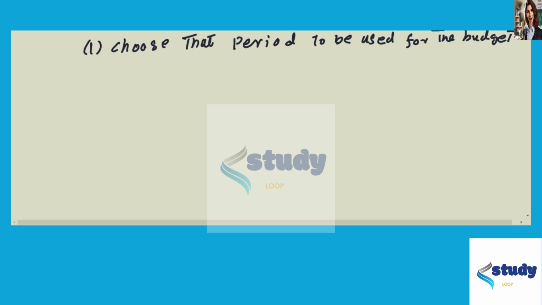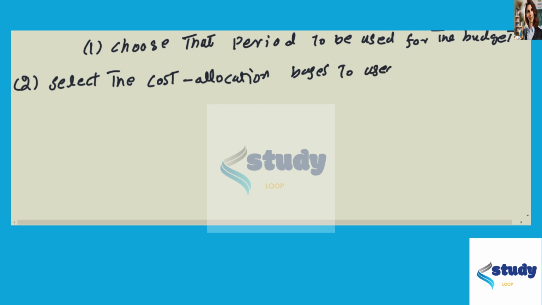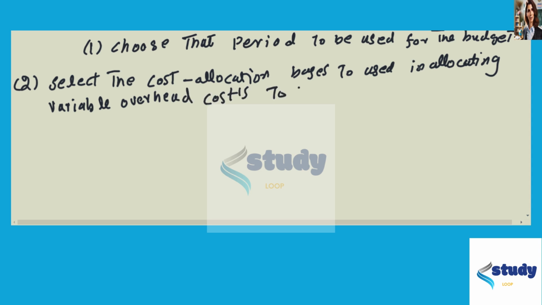Okay, and the second step. The second step is to select the cost allocation basis to use in allocating variable overhead costs to the output produced, right? So this is the second step.